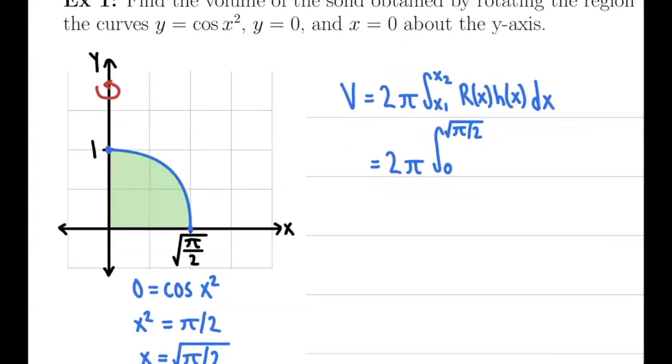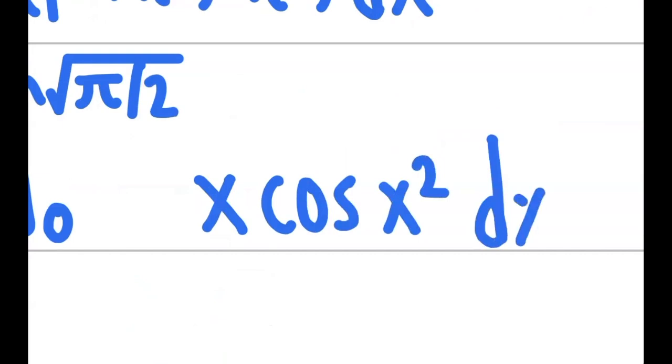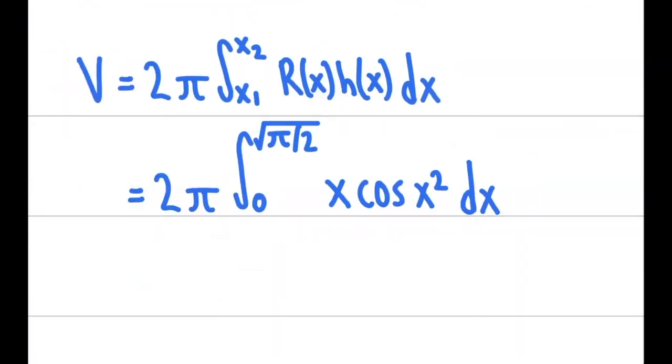Anyway, back to x times cosine of x squared. The radius is x. It's just the distance from the y-axis. And the height is just the x-axis to cosine of x squared, which is cosine of x squared. So we have x times cosine of x squared dx. We have to do a u substitution. So what does u equal?